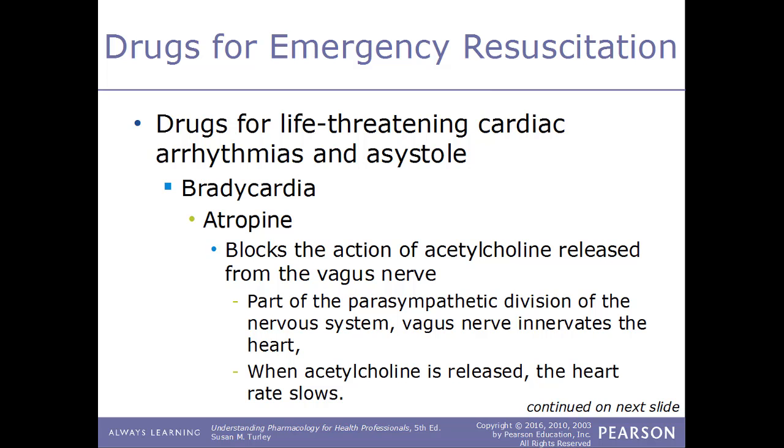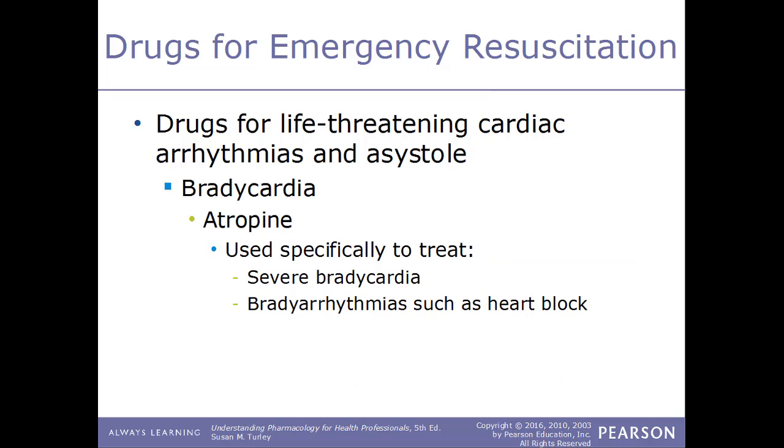Another condition that could be addressed is bradycardia. Bradycardia is having an extremely low heart rate, and a drug you could use to treat this condition would be atropine. The way atropine works is it blocks the actions of acetylcholine that's released from the vagus nerve. The vagus nerve innervates the heart, and when acetylcholine is released from the parasympathetic nervous system, it slows the heart rate down. So by blocking the action of acetylcholine, you are preventing it from getting any lower than it already is. So atropine is used to specifically treat severe bradycardia or bradyarrhythmias such as heart block.